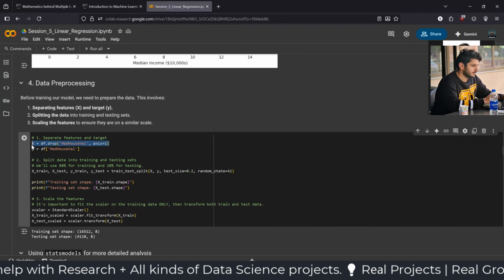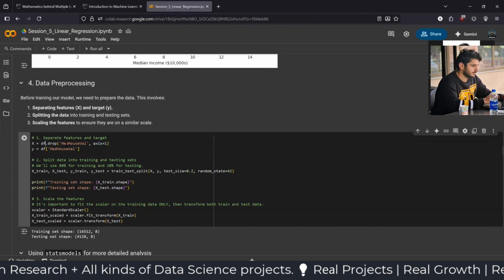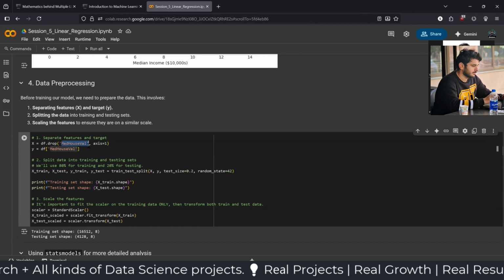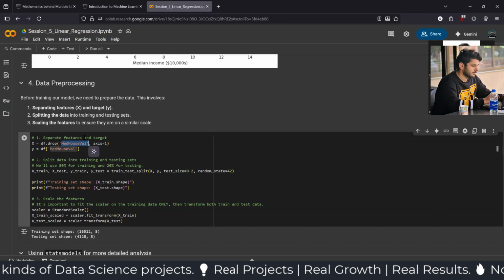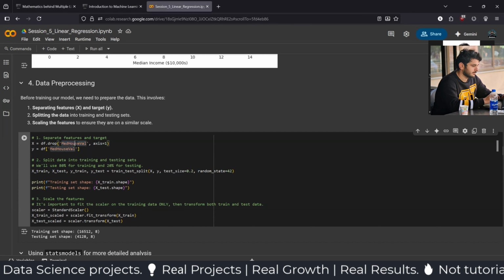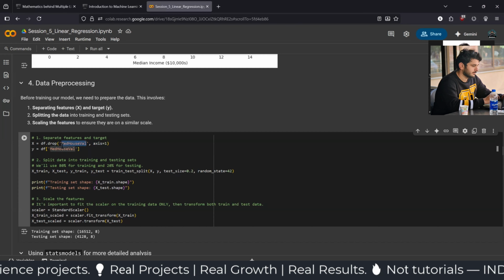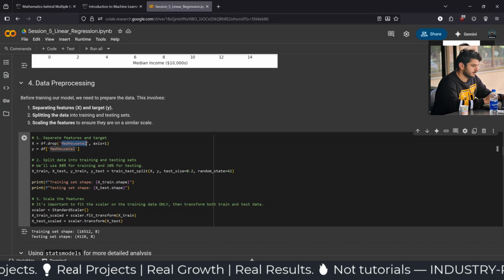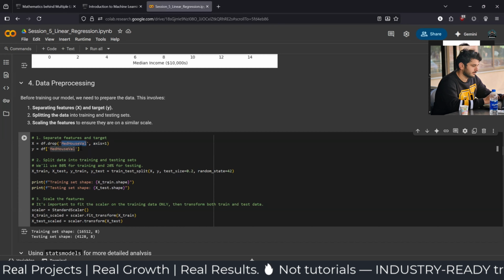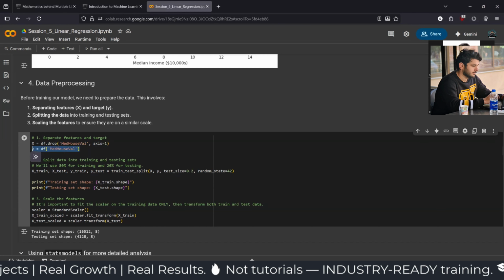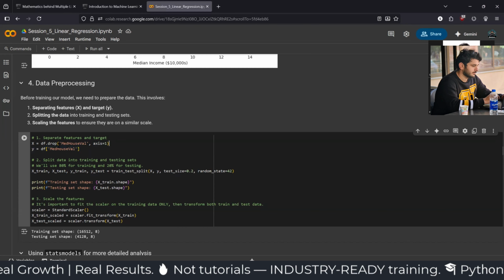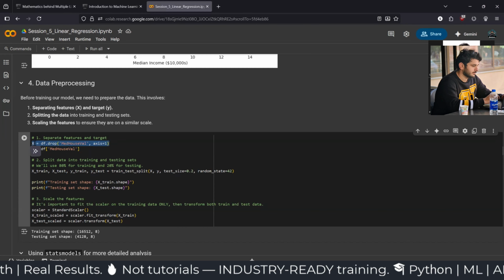Now, these are independent variables. What we are doing here is just removing our dependent variable from our data, right? We are trying to predict the median house value, and we don't want it in our independent variables. This particular thing goes to the dependent variable. So this is our dependent variable and the rest of the columns are independent variables, right?